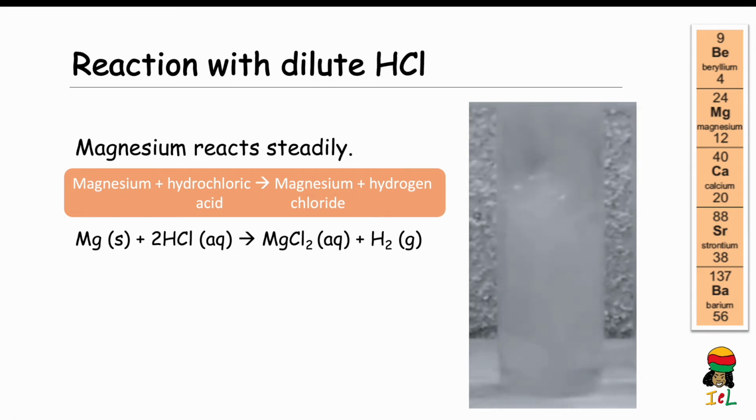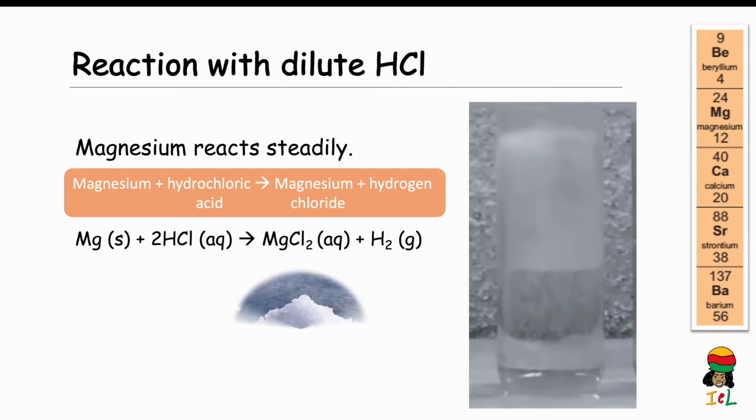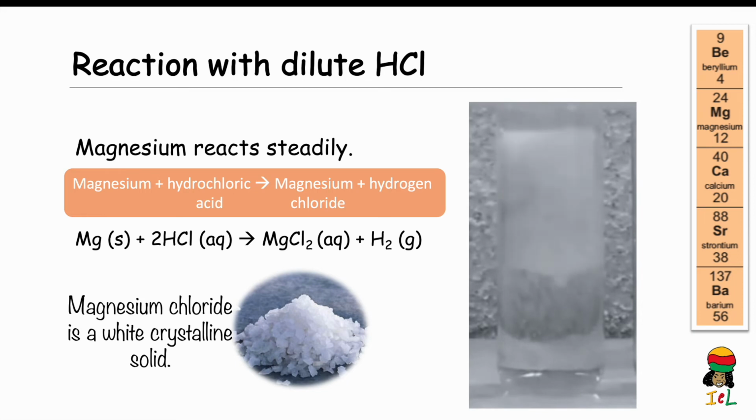Even though colorless, we know that hydrogen gas is given off because of the many bubbles of colorless gas that are evolved from the reaction mixture. Now, if the reaction mixture is filtered, the solution concentrated, and then allowed to crystallize, we will obtain a white crystalline sample of magnesium chloride as shown in the photograph. Therefore, magnesium chloride is a white crystalline solid.